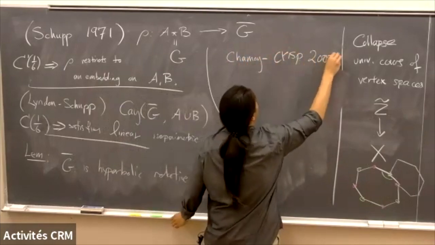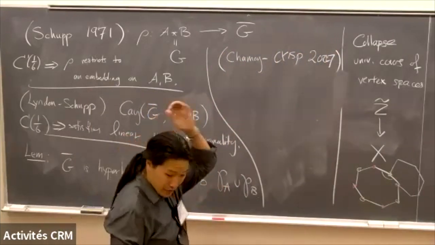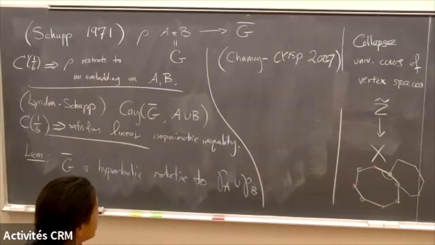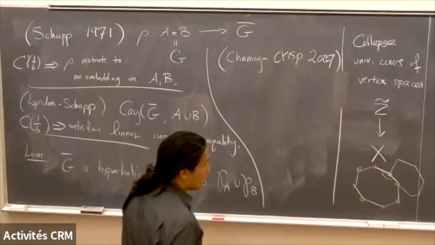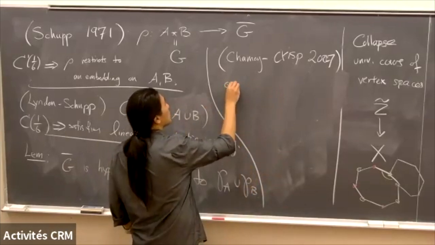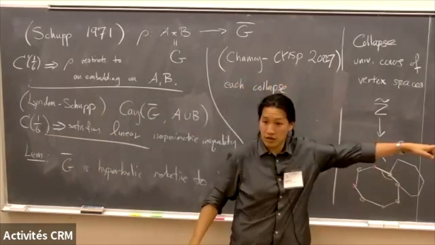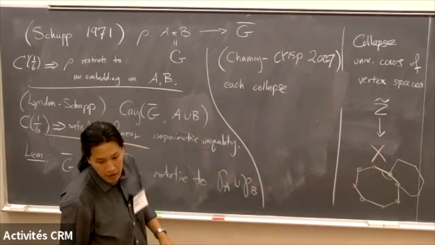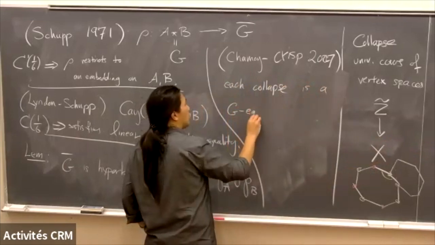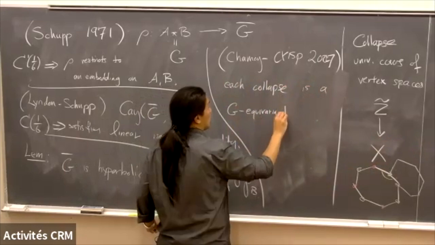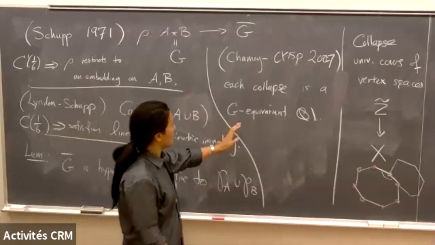In 2007, Ruth Charney and John Crisp were studying relative hyperbolicity in Artin groups. Each collapse that I've just described in this construction is a G-equivariant quasi-isometry. Let me try to parse.